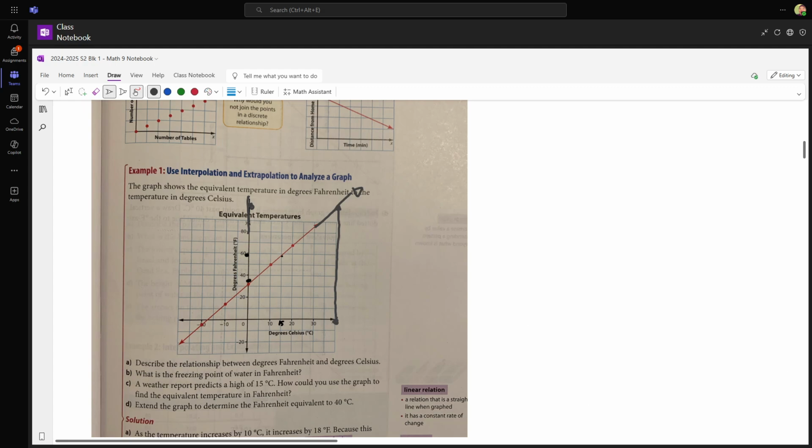Now, let me fact check that really quick because I want to double check all the answers. So yeah, the exact conversion here is 40 degrees Celsius to 104 degrees Fahrenheit.